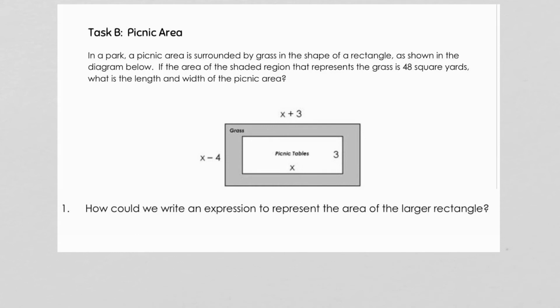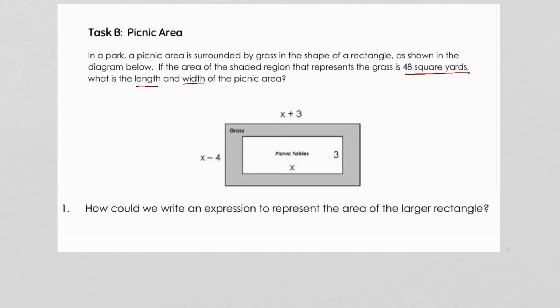It says, in a park, a picnic area is surrounded by grass in the shape of a rectangle, as shown in the diagram below. If the area of the shaded region that represents the grass is 48 square yards, what is the length and the width of the picnic area?